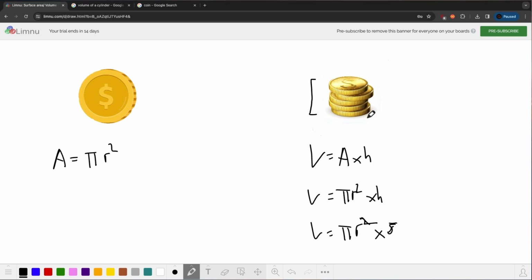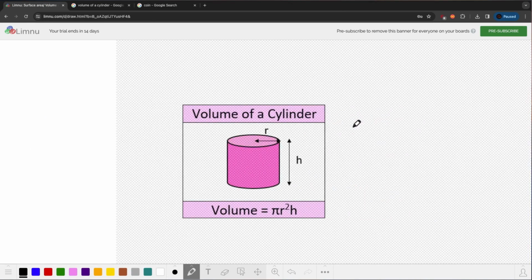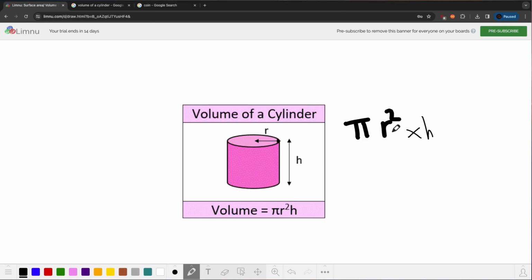So that is why the formula for the cylinder is just going to be pi r squared times h. This is the area of a circle, and h is just how many coins it's stacked up by, pretty much. So now let's actually do some questions.